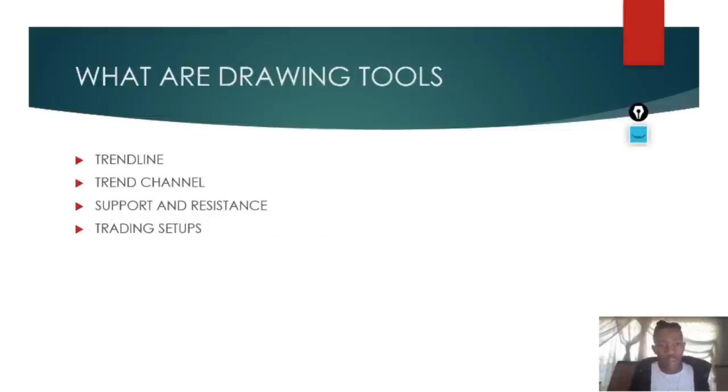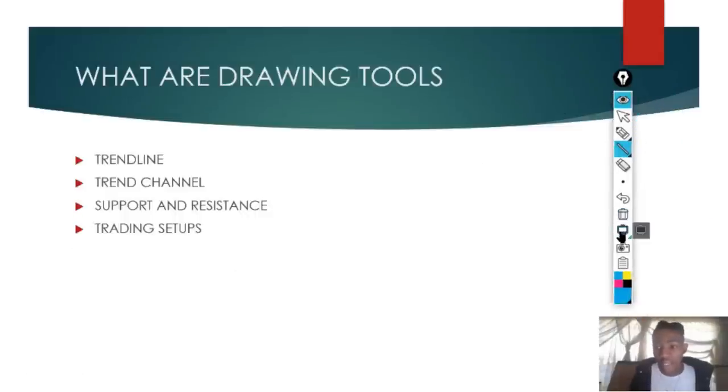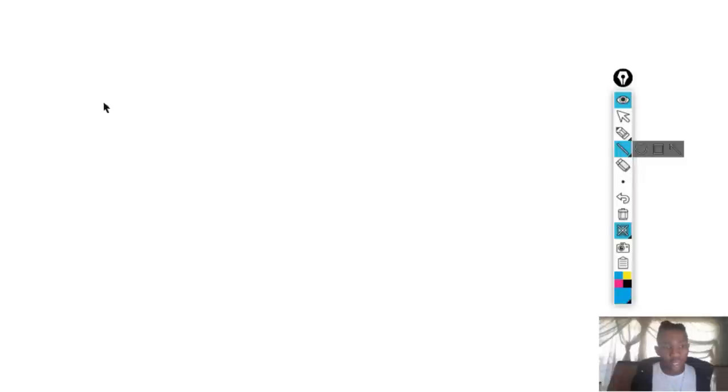We're going to start first with our drawing tools. We're going to be focusing on things like trend line, trend channel, support and resistance that you covered in a previous lesson, and our trading setups. Let me quickly show you what a trend line is. Let me say the market is on a bearish trend.